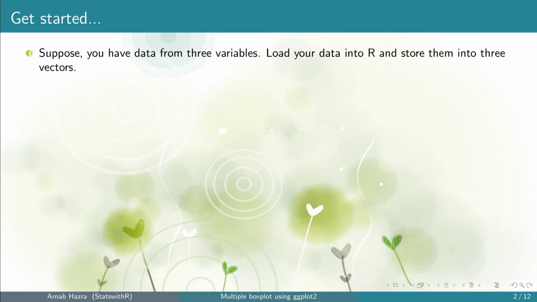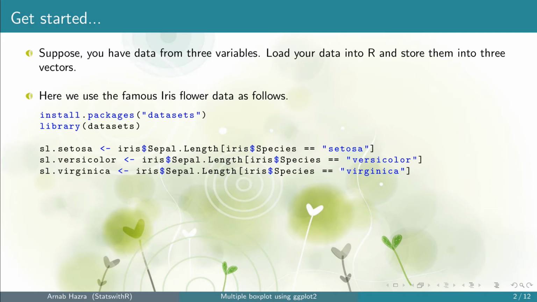So load your data into R and store them into three vectors. We have discussed loading data from Excel sheets in other videos. Here we consider the famous iris flower data. The data is available in the package datasets. So first install that package using install.packages and call the package into R using library.